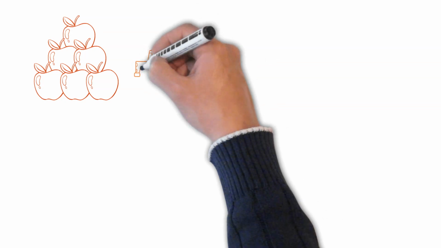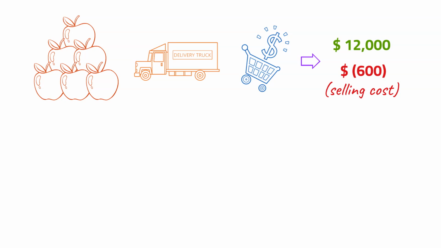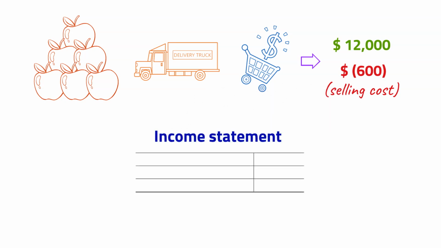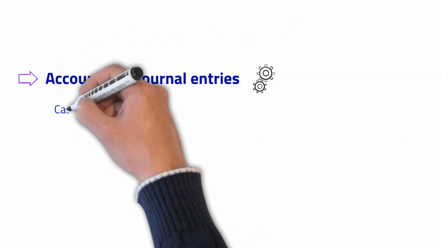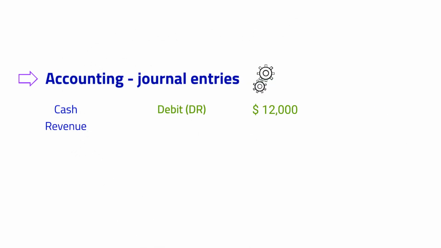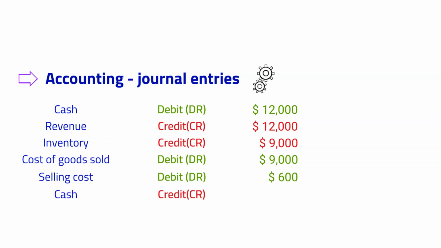Now we sell the apples. You sell for $12,000 with 600 selling costs. The income statement shows revenue 12,000, cost of sales uses the 9,000 of inventory cost, selling costs are 600. The ledger bookings will be debit cash 12,000, credit revenue 12,000, credit inventory 9,000, debit COGS 9,000, debit selling cost 600, credit cash 600, assuming we paid for selling costs in cash.